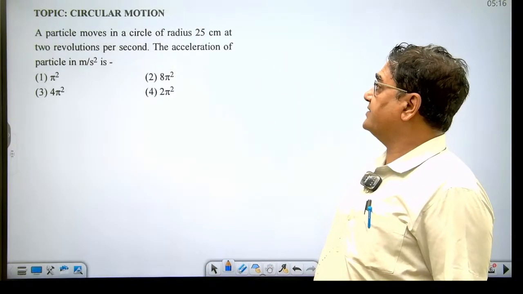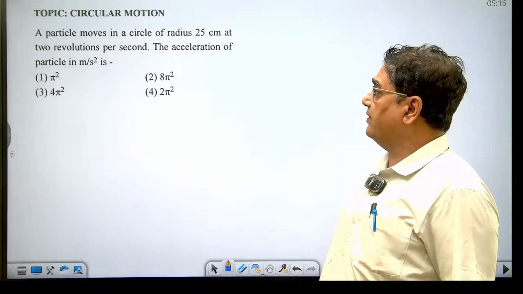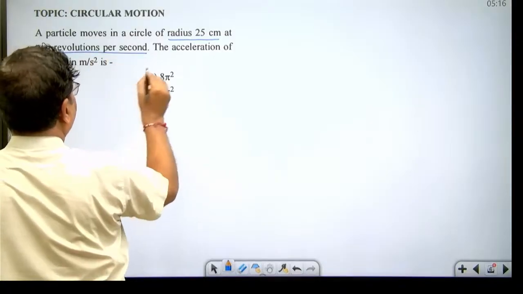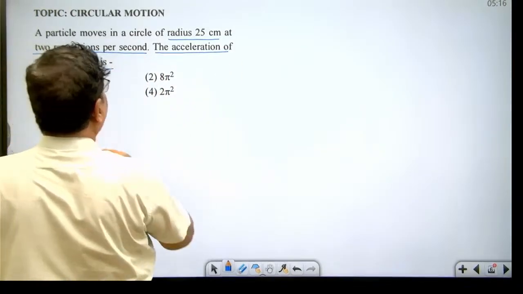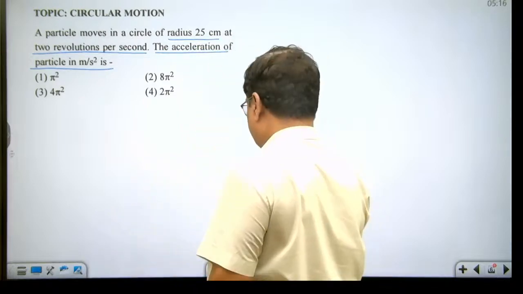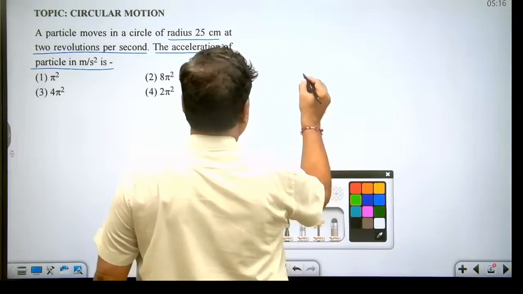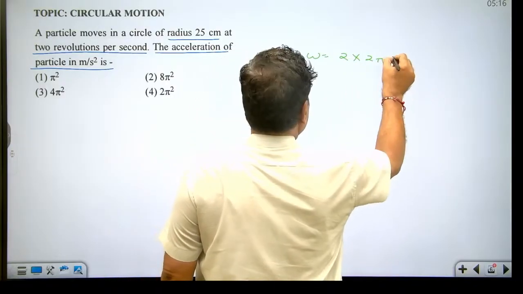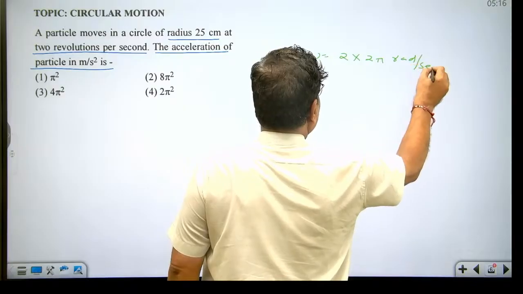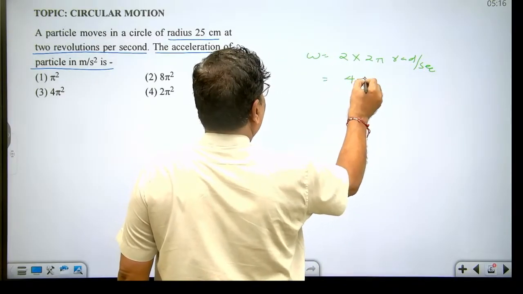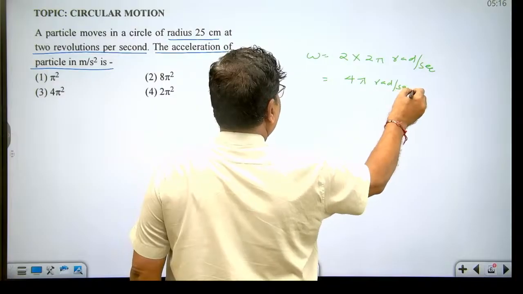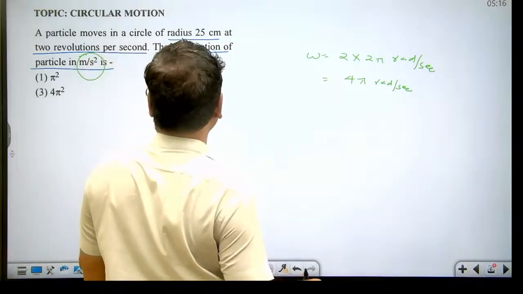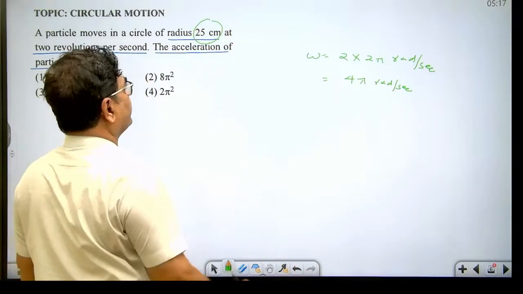A particle moves in a circle of radius 25 centimeter at 2 revolutions per second. Radius is 25 centimeter and 2 revolutions per second, the acceleration of particle in meter per second square. Since omega is given, 2 revolutions, 1 revolution equal to 2 pi radian. So this is 2 into 2 pi radian per second, means this is 4 pi radian per second. This is omega. And in the question, acceleration is asked in meter per second square, so we have to convert this 25 centimeter into meter.